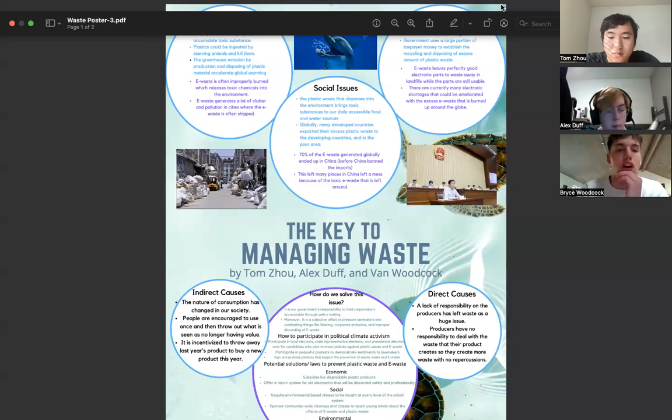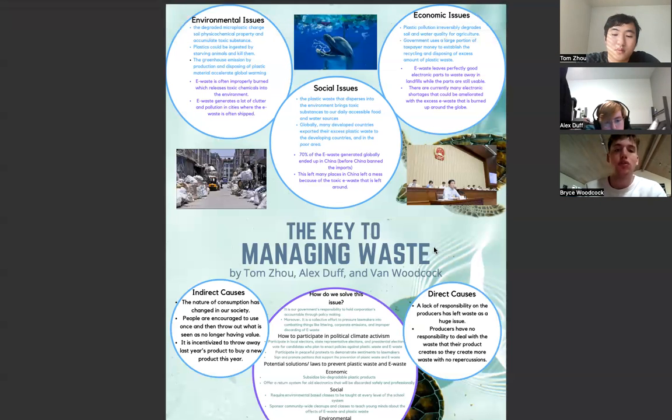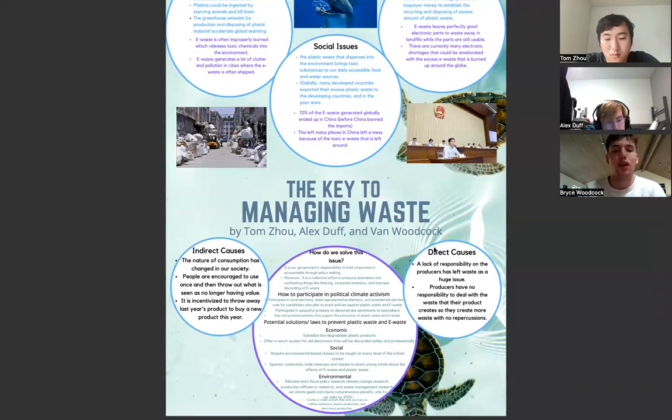Potential solutions and laws. On the economic side, we can subsidize biodegradable plastic products, which is essentially incentivizing companies to create biodegradable plastics to prevent buildup. Offer a return system for old electronics that will be discarded safely and professionally, and potentially even reused. Social: require environmental-based classes to be taught at every level of the school system, and sponsor community-wide cleanups and classes to teach young minds about the effects of e-waste and plastic waste. This will instill a sense of climate activism from the get-go and continue that through the schooling system.